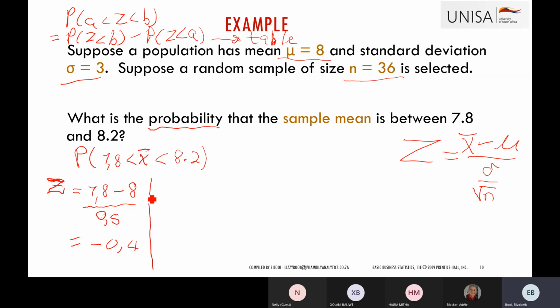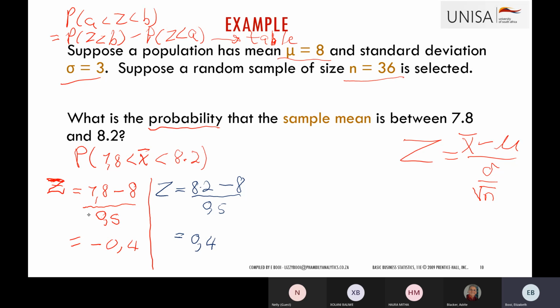I can do the same with the Z of 8.2. Z is equal to the sample mean, which is always the one in the question, 8.2, minus the population mean of 8, divided by the standard error, which we already calculated as 0.5. So 8.2 minus 8 divided by 0.5 gives us 0.4.